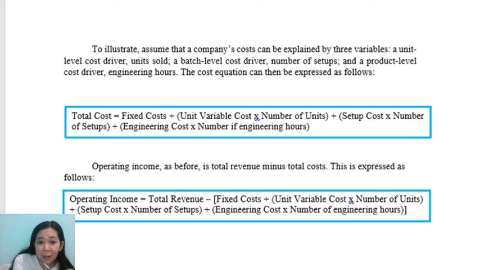Operating income, as before, is the total revenue minus total cost. So this can also be expressed as follows, incorporating the company's costs under the ABC system.